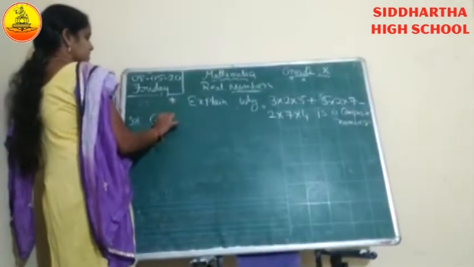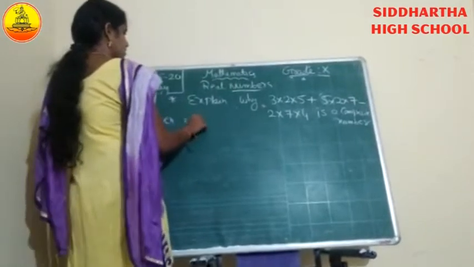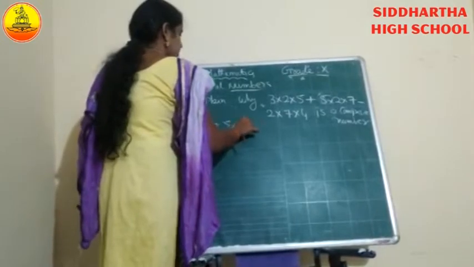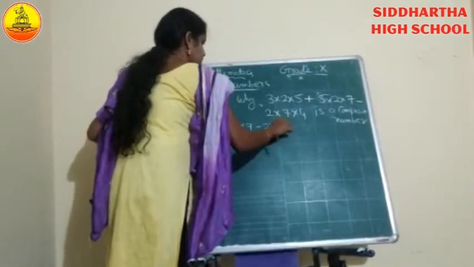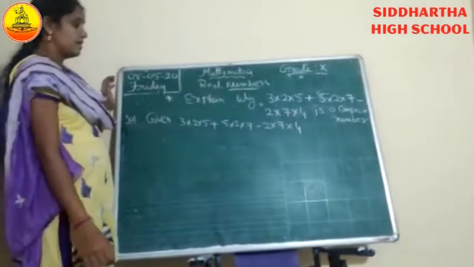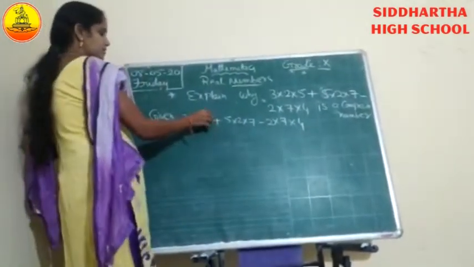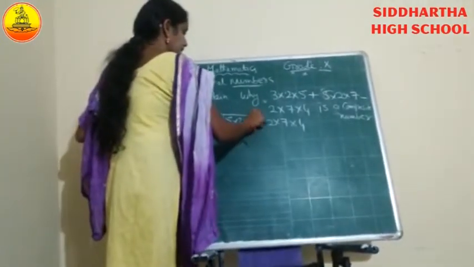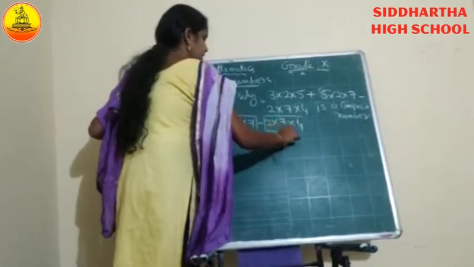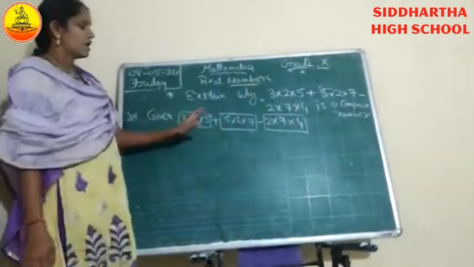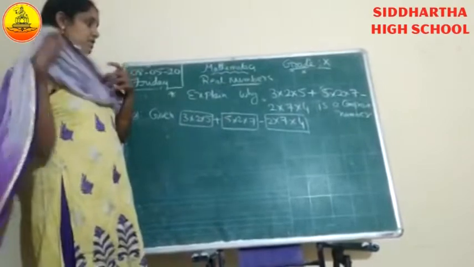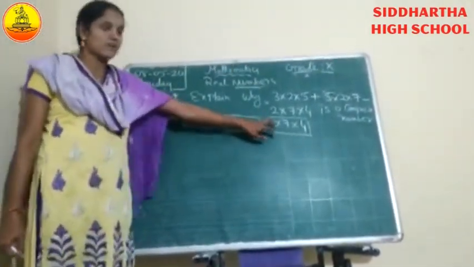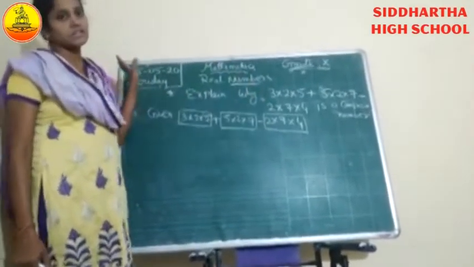What is given for us? Given 3 into 2 into 5 plus 5 into 2 into 7 minus 2 into 7 into 4. Here how many terms are there? Plus before, one term. This plus after, one term. Here again minus symbol is there. Minus symbol after, you have to take it as one term. In total you have to treat this as 3 terms. So in these 3 terms you have to check what is common. Here 5 is there, here 5 is there, but here 5 is not present. So I should not take 5 as common.